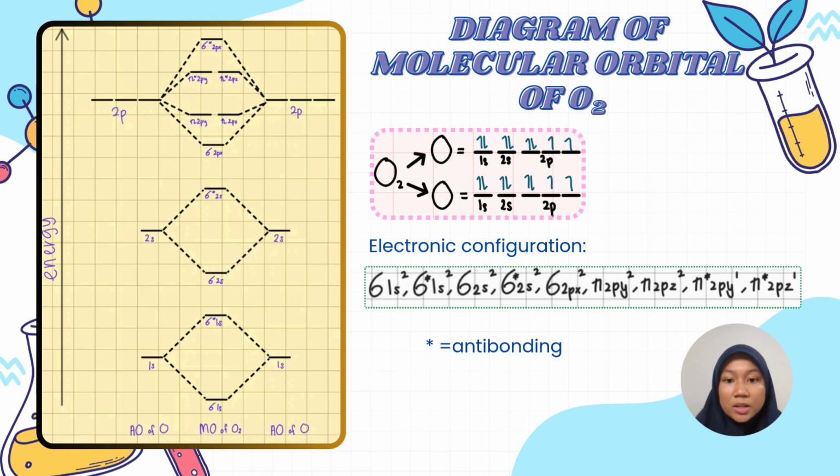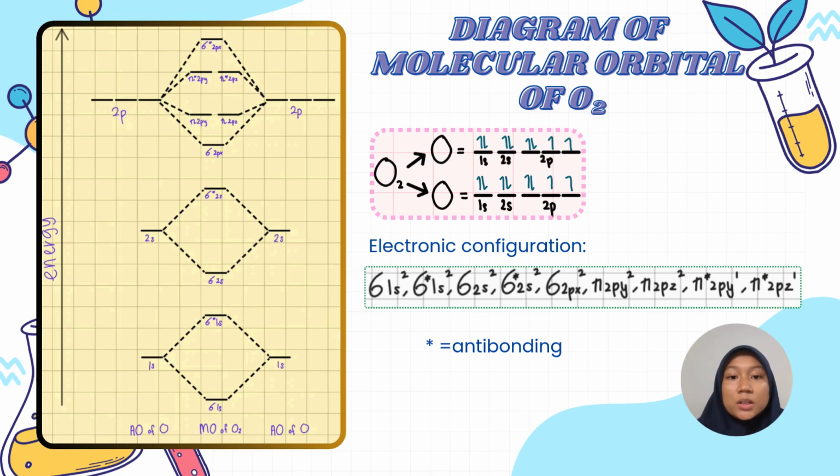So, to construct the diagram, we fill the orbitals according to the Aufbau principle, occupying the bonding levels first, followed by the antibonding levels. This distribution is what determines the chemical properties of the molecule.